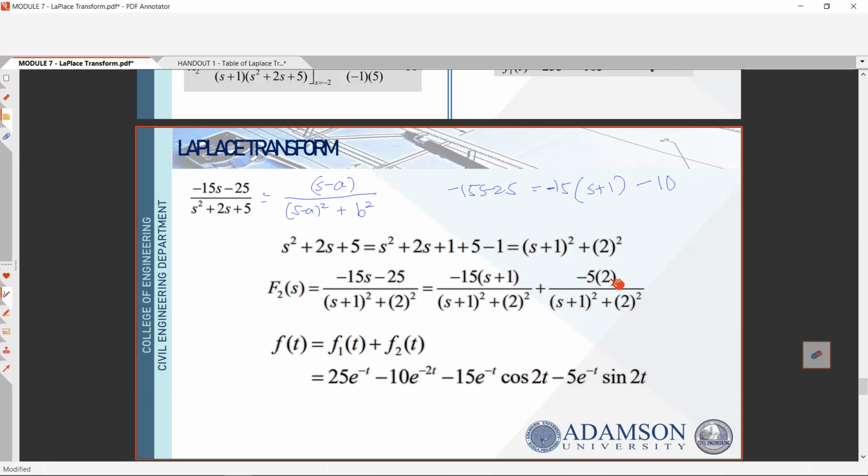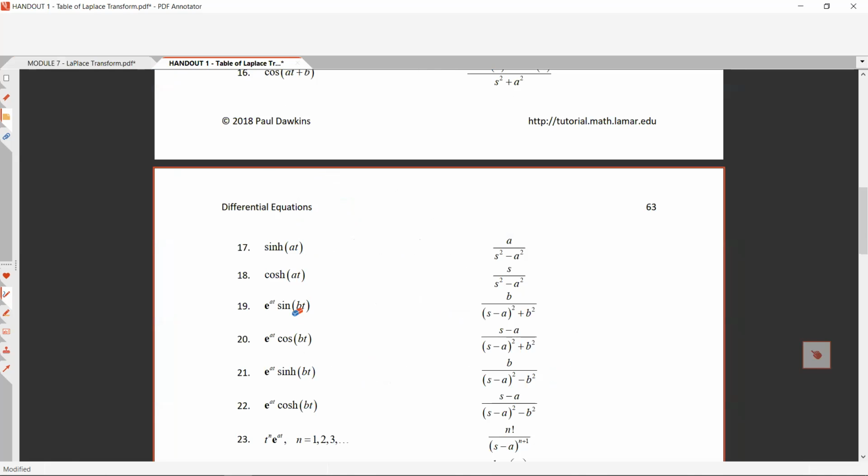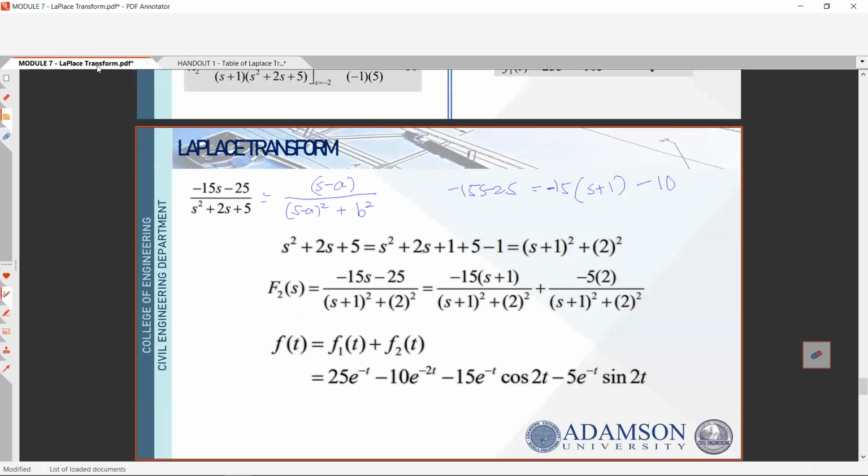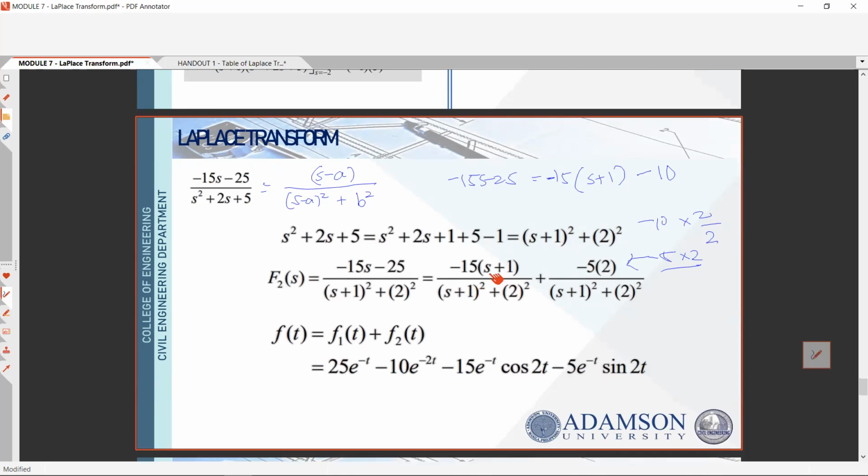Okay? Ngayon, pwede na, ibabalik naman natin yung negative 10, convert natin into recognizable function like this one. Yung e raised to alpha t sine of beta t. Kasi yung nasa taas niya is b lang. Ay yung b natin is 2. Okay, b natin is 2. Therefore, we need to convert yung 10 sa na may multiplier na 2. So, gagawin lang ulit natin, -10, multiply tayo ng 2 and 2. Okay, tabi mo yung 2 doon, iwan mo yung 2 yung isa. Therefore, -5 times 2. Okay, that is why ito yung nangyari dito. Okay, so -5 times 2 over (s plus 1) squared plus 2 squared. Okay, so recognizable na to.